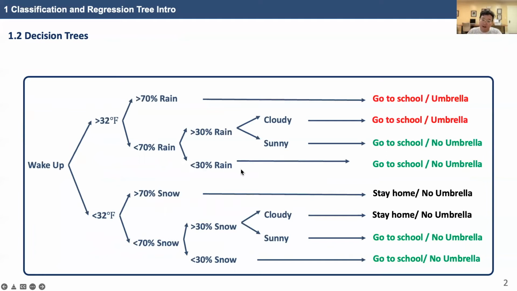Here's a very simple decision tree example. When you wake up every morning, you always check the weather and decide whether you would stay at home or go to school, and bring an umbrella or not. For example, you are very likely to take an umbrella if the probability of raining is higher than 70%. Please take a look at this decision tree and understand the basic concept of how we would end up with each decision.